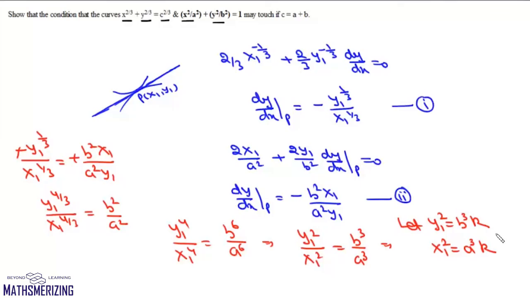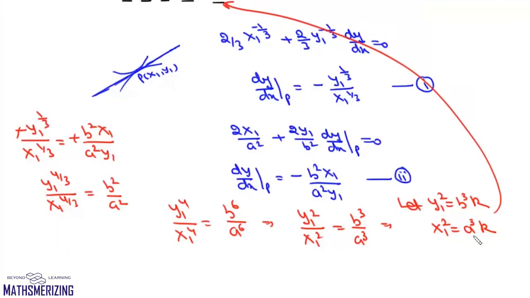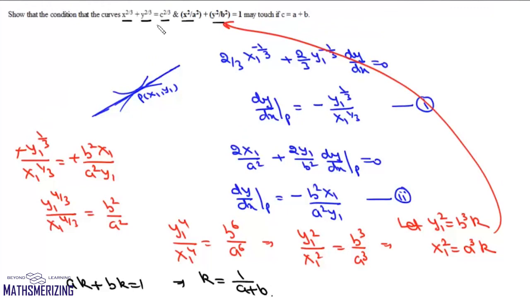Now this (x1, y1) will lie on this ellipse, so we can find the value of k. We can write x1 square upon a square, which is ak, plus y1 square upon b square, which is bk, and it should be equal to 1. So from here we can say the value of k is 1 upon a plus b. Now this (x1, y1) will also lie on this curve.